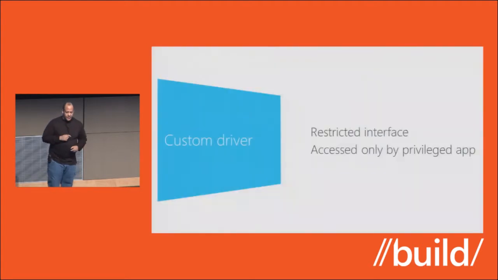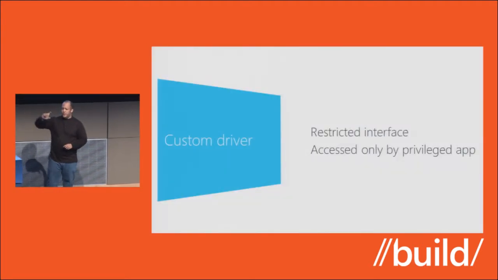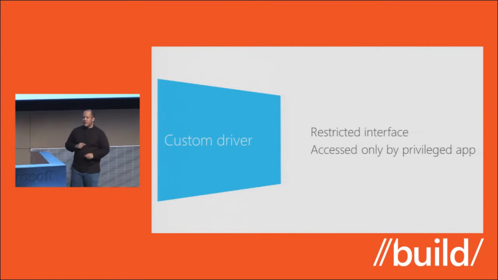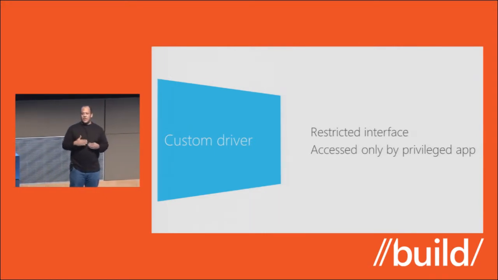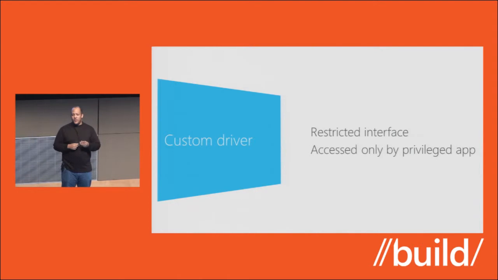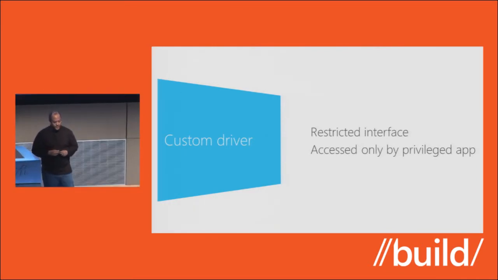A little bit about the driver. So you saw the privileged API, privileged app in the metadata screen that we just looked at. We've built the infrastructure to make it so that you get exclusive access to your device. So the interface from your driver is considered restricted. And so you have to have a privileged app. You have to mark your app as privileged to access that driver. So only you get to talk to your driver. Nobody else gets to talk to your driver, which is good when you want to ensure that you have exclusive access.